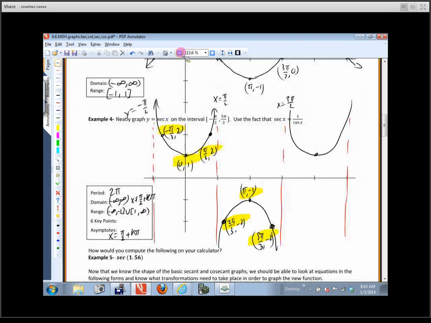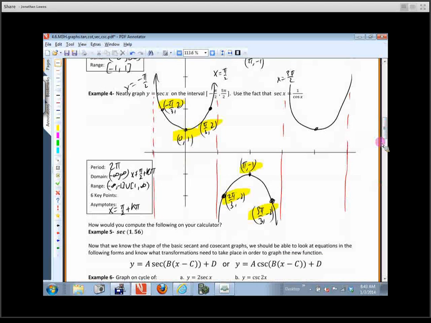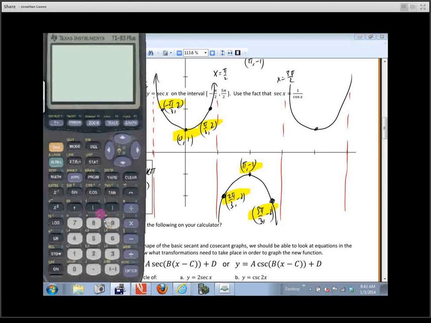Okay, grab your calculator then, and we're just going to double check a couple things. Okay, that's in radians, so make sure your calculator's in radian mode. We want the secant of 1.56. So this is going to be 1 divided by cosine of 1.56. So you got 92 something? Okay.